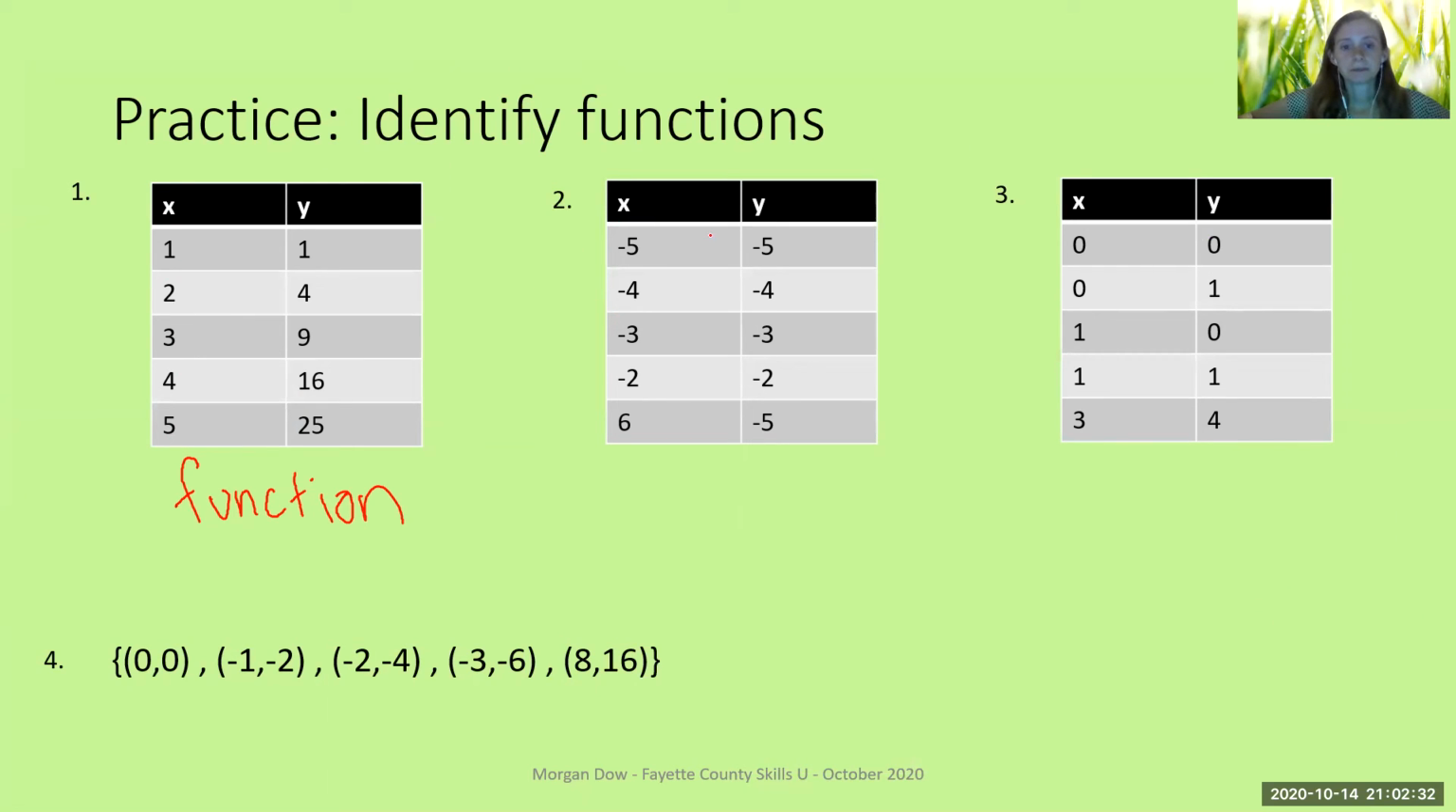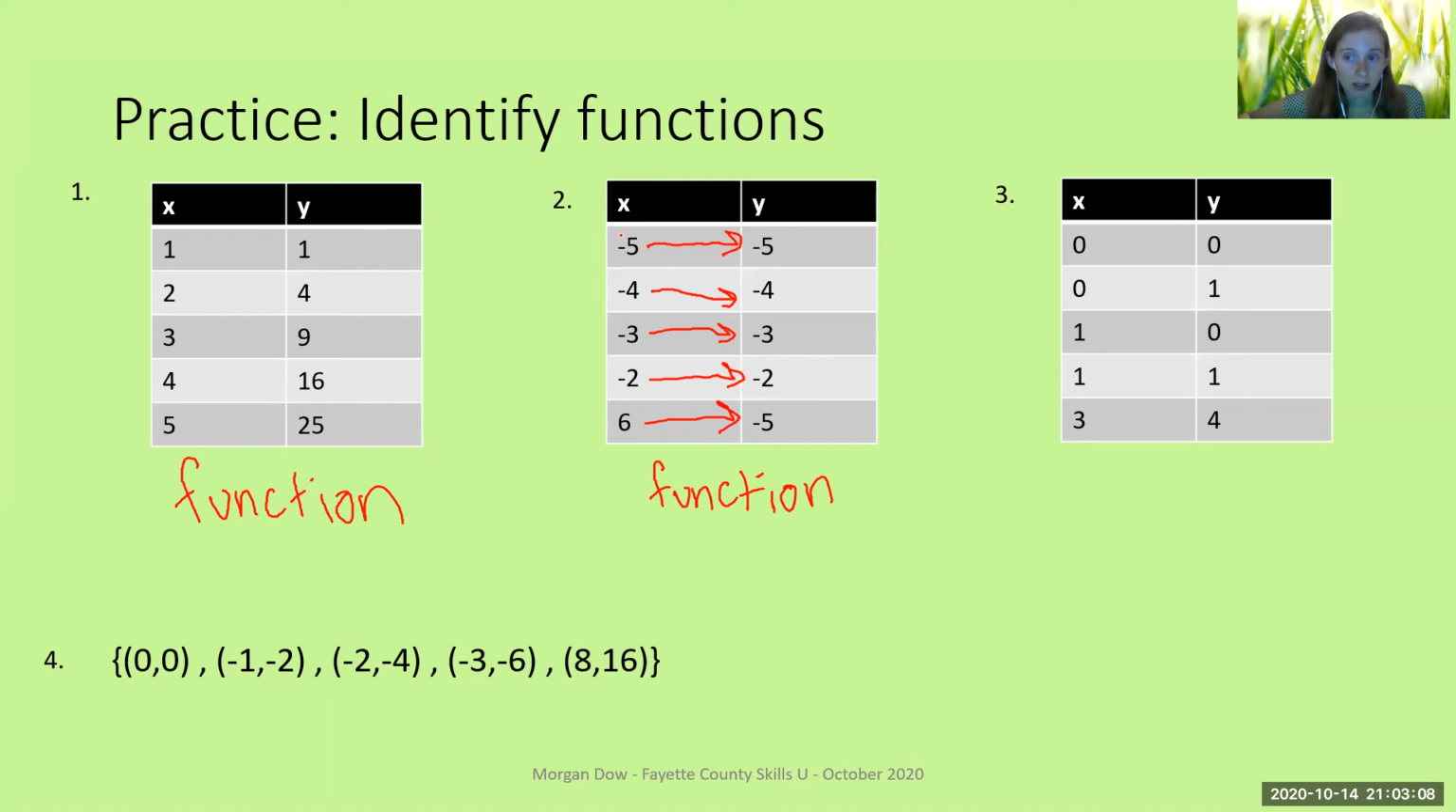What about number two? So -5 goes with -5, -4 goes with -4, -3, -3, -2, -2, 6 goes with -5. This also is a function. Now you might have been thrown off because two inputs, -5 and 6, are both giving you the same output. That's fine, right? That actually doesn't have much to do with whether or not something's a function.